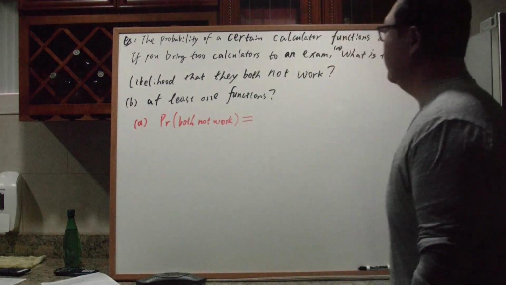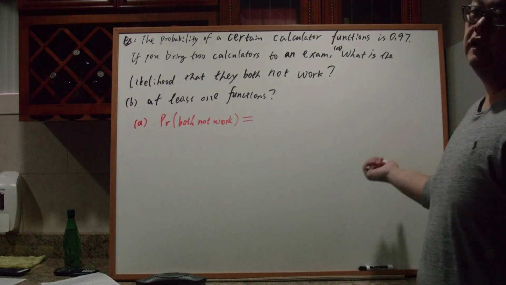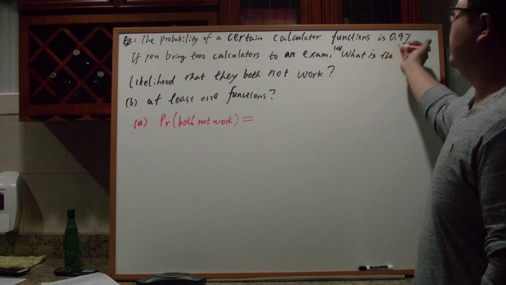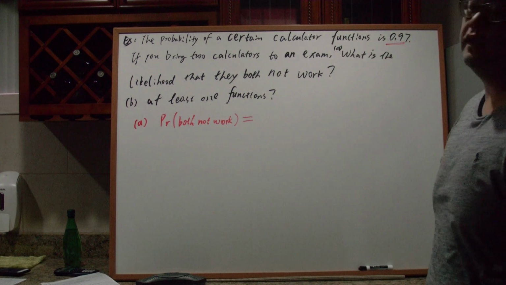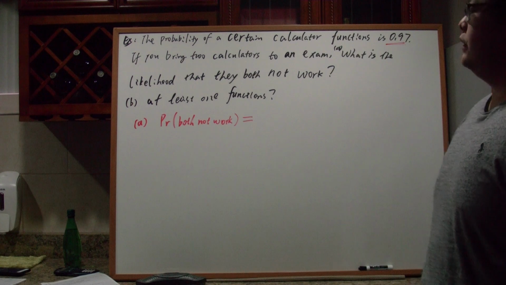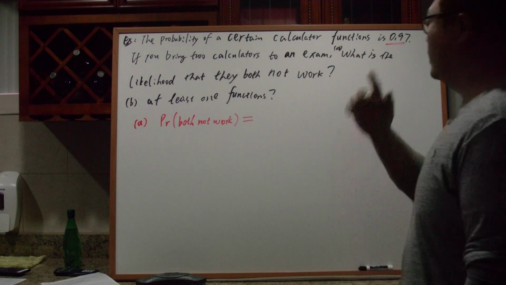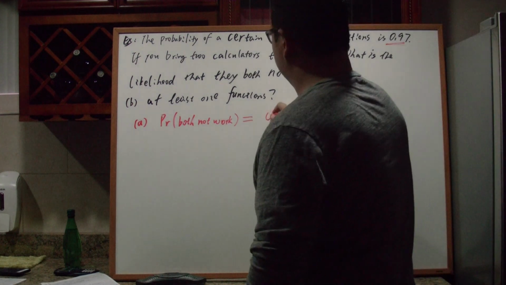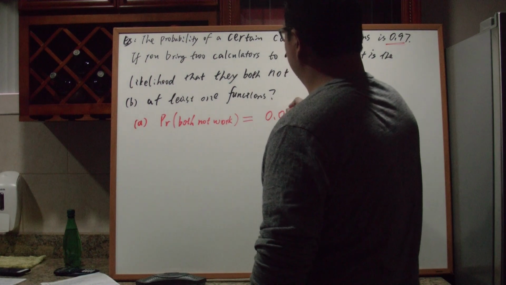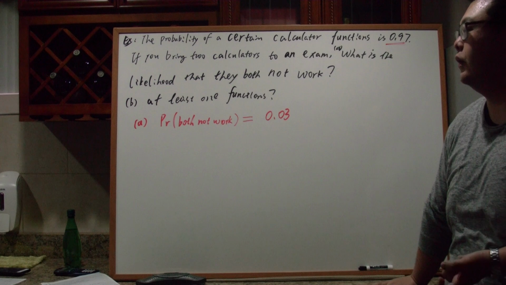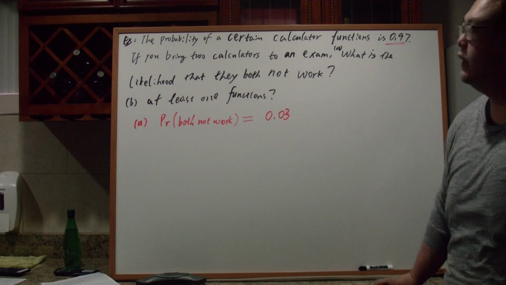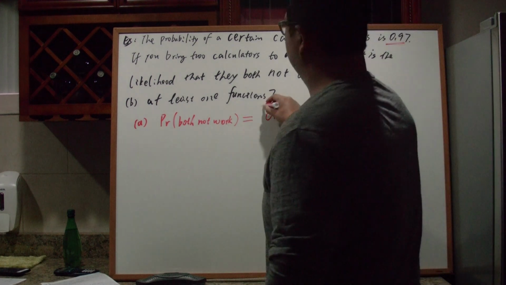Both not work, which means the first one is not working and the second one is not working. Right? The probability that it functions is 0.97, so the probability that it does not work is 0.03, because the complement of working is not working. We have the first isn't working and the second isn't working.